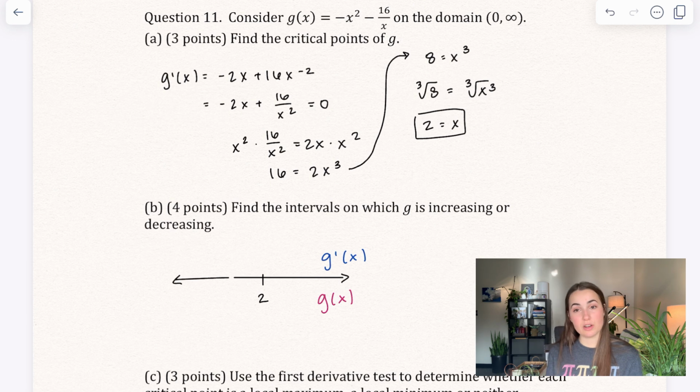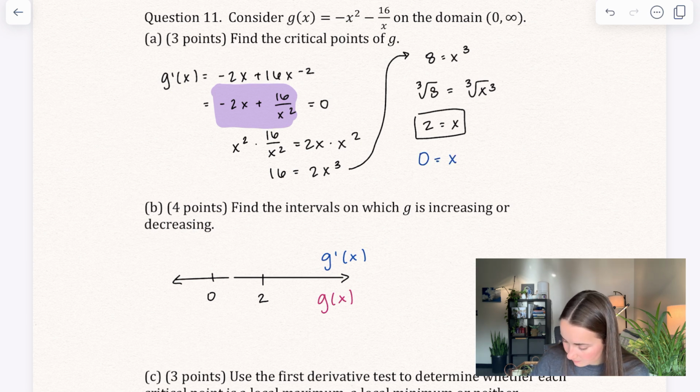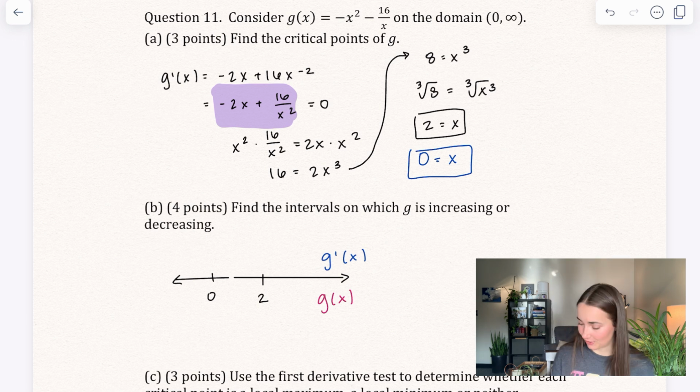So also when we're doing our number chart, we have to pay attention to illegal values. So let's go ahead and take a look at our first derivative. If I were to look for an illegal value, I would see that we have 16 divided by x squared, and we cannot divide by 0. So we also have to make sure to include that value 0. So now that we actually have all of our critical values, I'm going to go ahead and take test points. So I'm going to do negative 1, let's do positive 1, and 3.